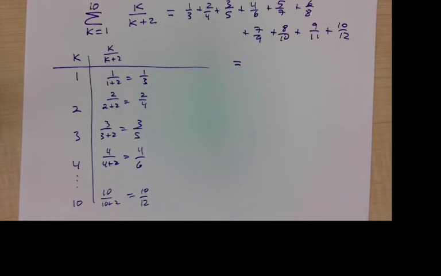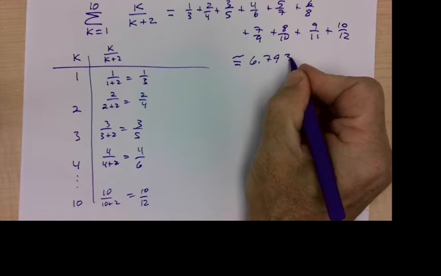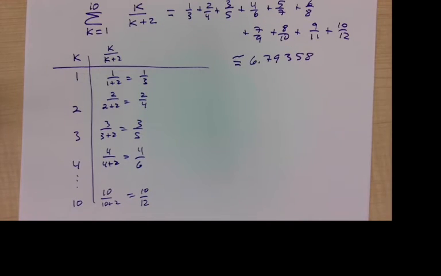That's going to be difficult to do. 1/3 plus 2/4 plus 3/5 plus 4/6 plus 5/7 plus 6/8 plus 7/9 plus 8/10 plus 9/11 plus 10/12, and I get a very nasty looking number, approximately 6.79358. But that's what it means. It means list out the first 10 numbers and then add all of them up.